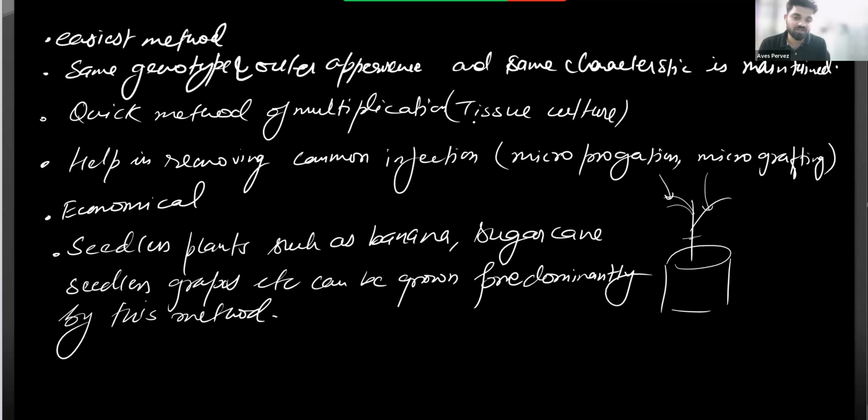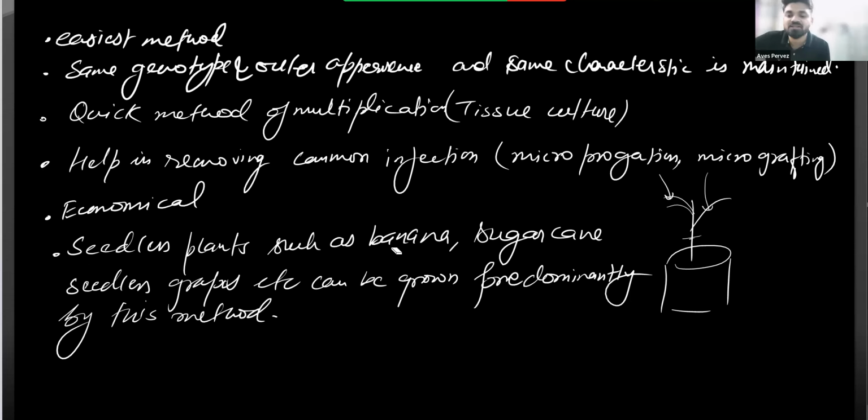Quick method of multiplication, because with tissue culture we can grow multiple plants. It helps in removing common infection, like micropropagation, micrografting. And it is economical, because we can grow thousands of plants from a single plant. The plant's price will not increase, because if a plant takes much time to grow a new plant, it will be costlier for us. But with the tissue culture technique it takes less time, so less time means low cost.